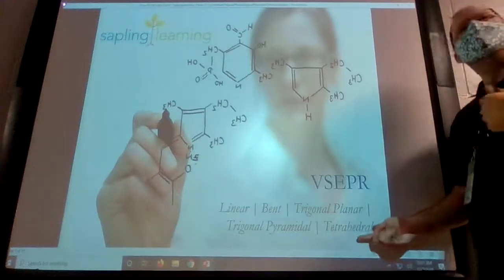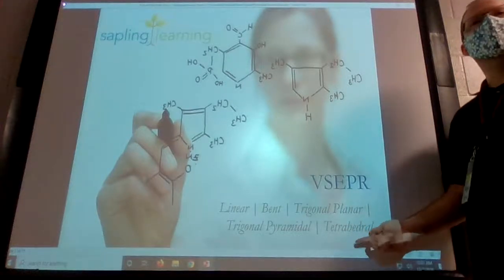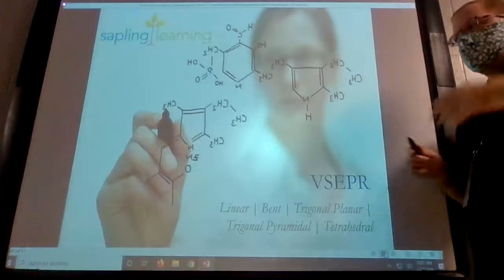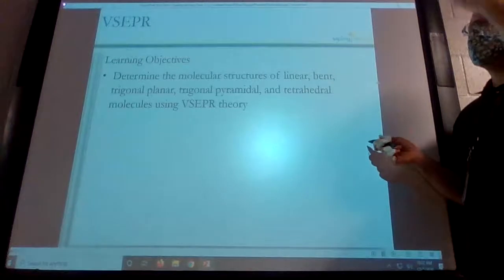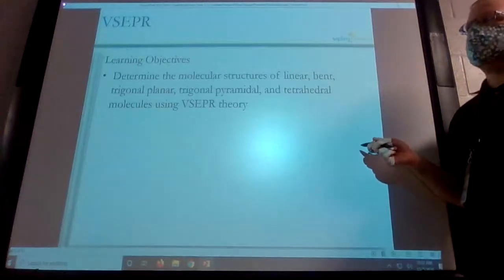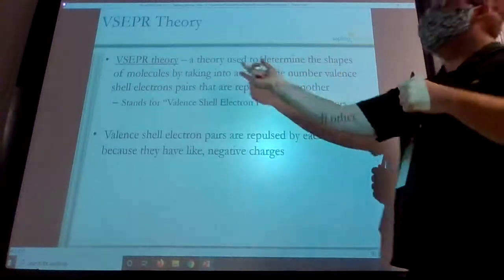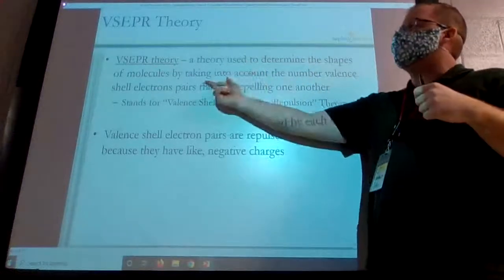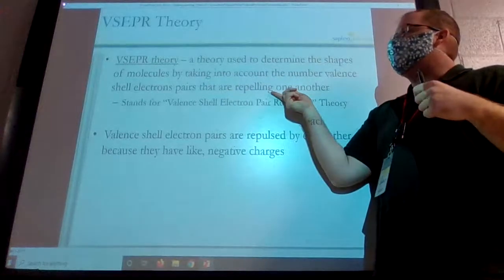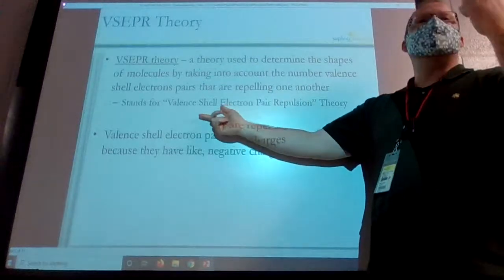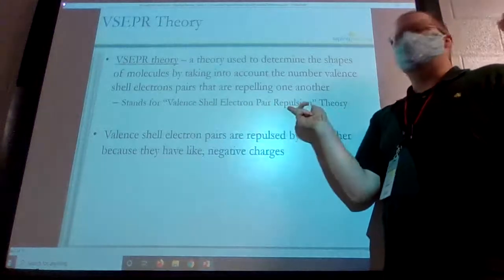And then at the end, tetrahedral. What does tetra stand for? 4. So this is going to be a 4-sided molecule, or a molecule that has 4 kind of equal appendages in a way. So learning objectives: we're going to learn the VSEPR theory and figure out how to make the shapes. VSEPR theory is a theory used to determine the shapes of molecules by taking into account the number of valence shell electron pairs that are repelling one another. It literally stands for valence shell electron pair repulsion.